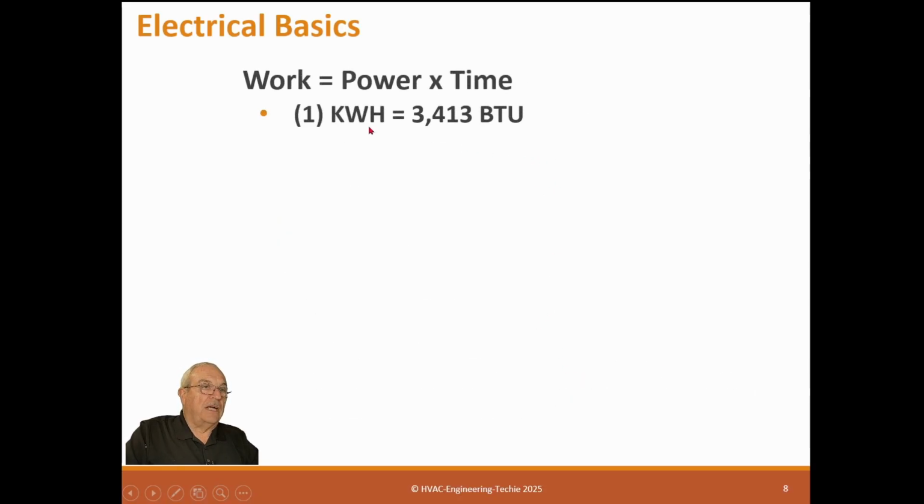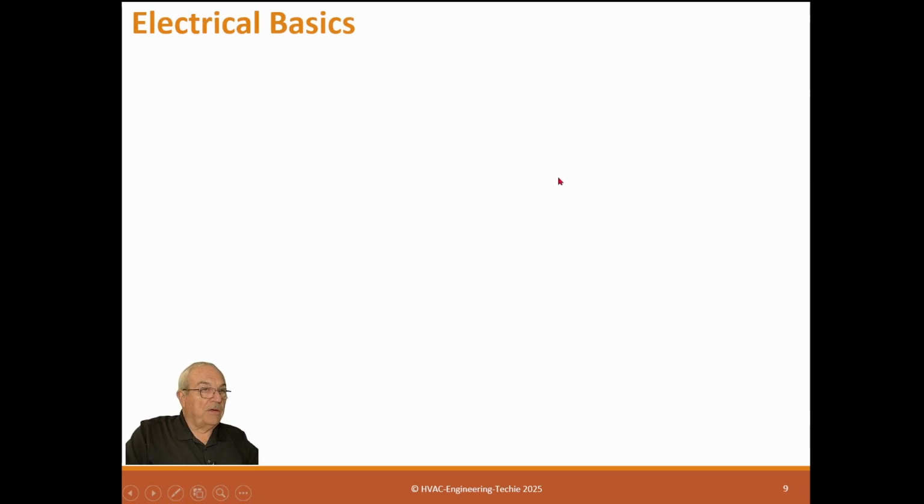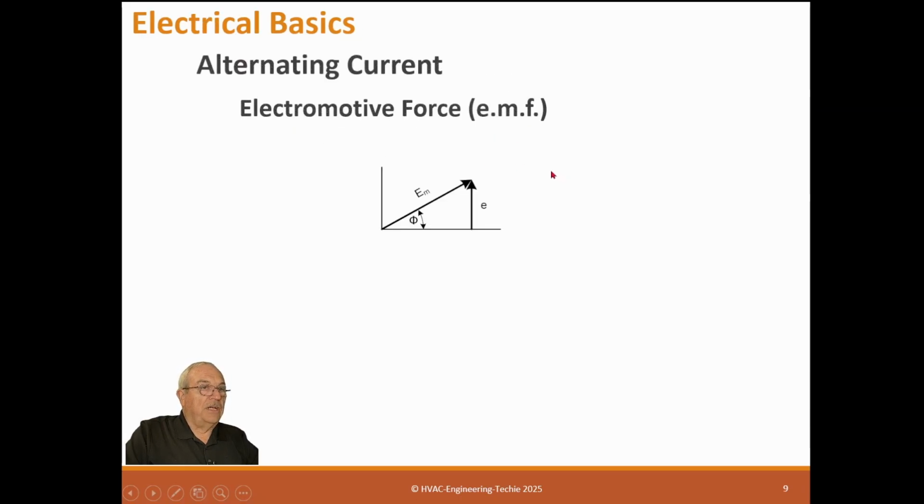Work is power times time. So one kilowatt-hour is 3,413 BTU, if you need to convert between kW and BTU. One kW is 1.341 horsepower. Alternating current, we're going to talk about that.